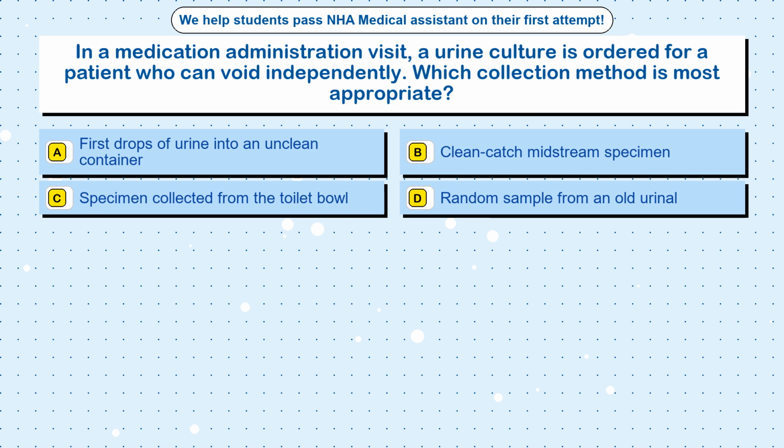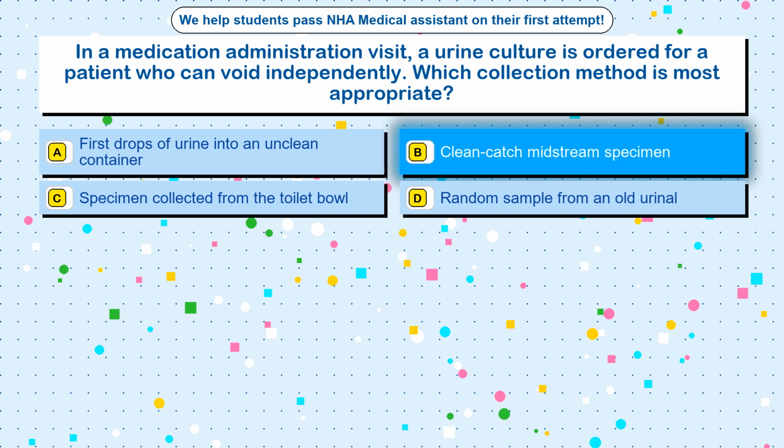Question 67. In a medication administration visit, a urine culture is ordered for a patient who can void independently. Which collection method is most appropriate? Option A. First drops of urine into an unclean container. Option B. Clean catch midstream specimen. Option C. Specimen collected from the toilet bowl. Option D. A random sample from an old urinal. The correct answer is option B.